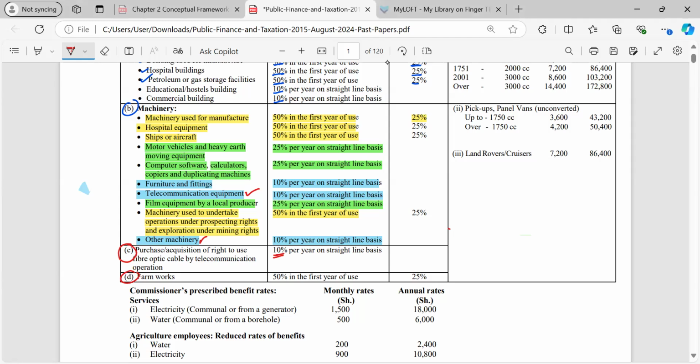Another one is farm works. And farm works are granted the investment allowance at the rate of 50% in the first year of use, after which 25% afterwards. So that is about the rates in brief. In very, very brief, that is how investment allowance is granted. But in details, I would like to share also the following. Take you back to my notes.